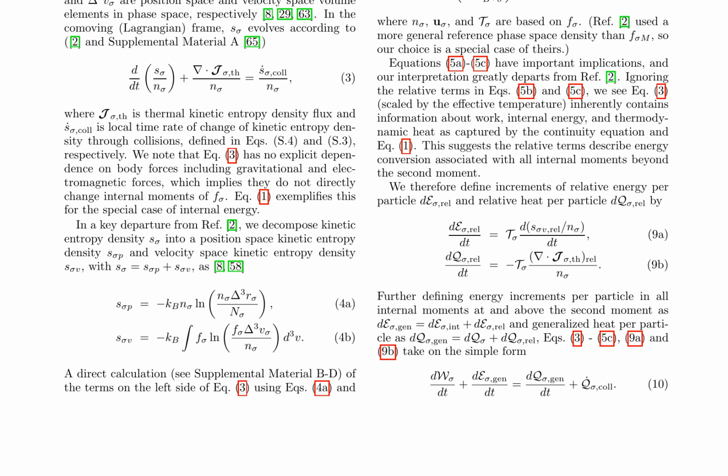The authors further define increments of relative energy per particle, dε_σ,rel, and relative heat per particle, dq_σ,rel, using the relative entropy density S_σv,rel, and the relative entropy density flux divergence, ∇·J_σ,th,rel. The final equation presents a simplified form of the energy conversion process, highlighting the importance of kinetic entropy and its components in understanding the system's behavior.